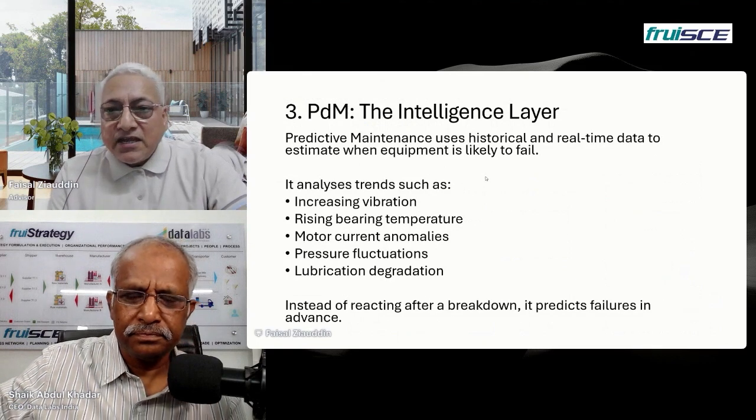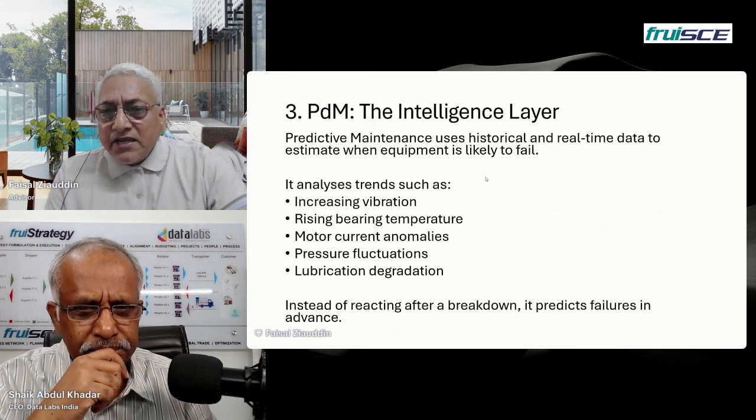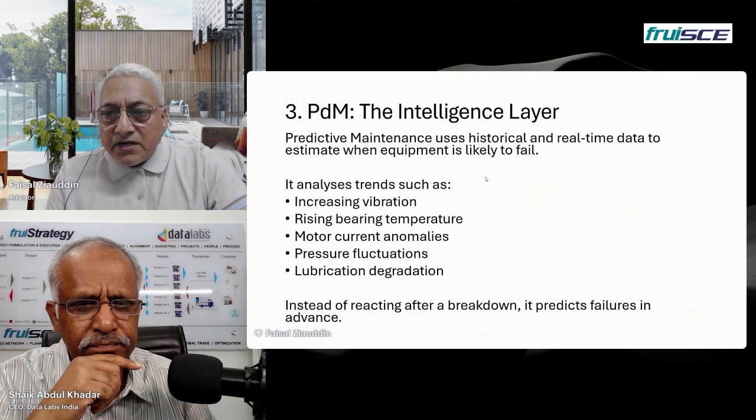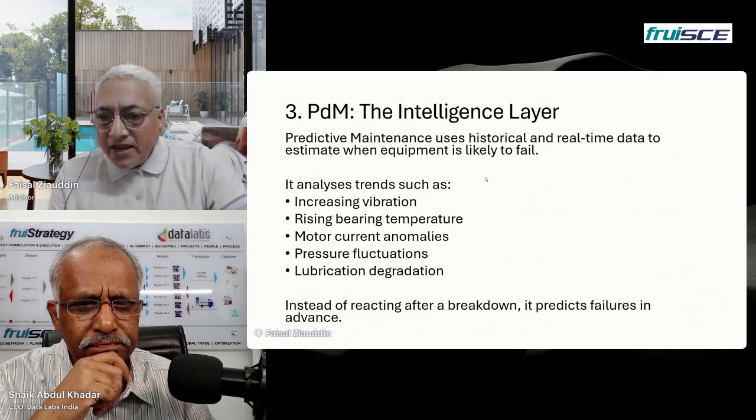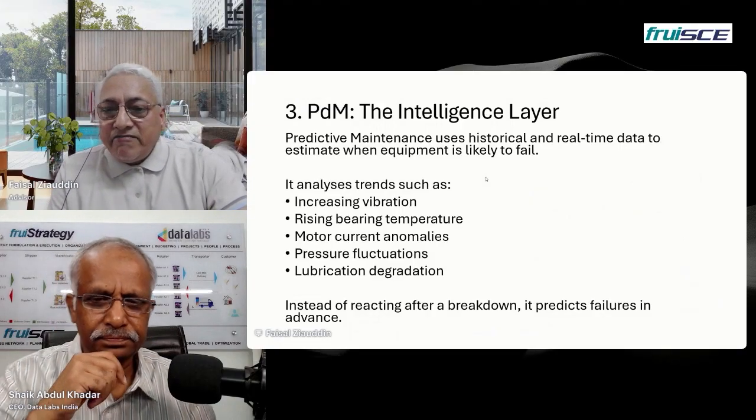The third layer is your intelligence layer. Predictive maintenance uses historical and real-time data to determine when equipment is likely to fail. Instead of reacting after a breakdown, it predicts failure in advance.